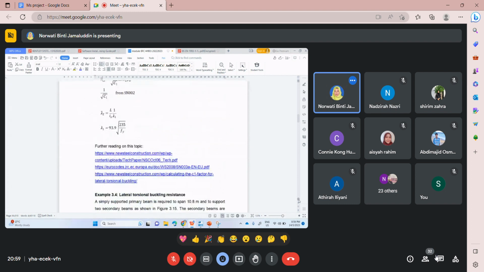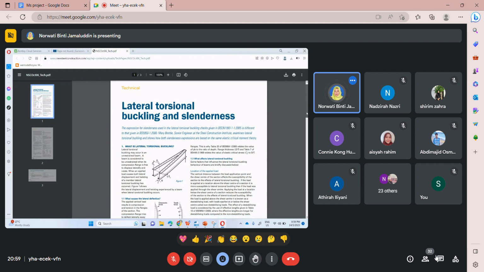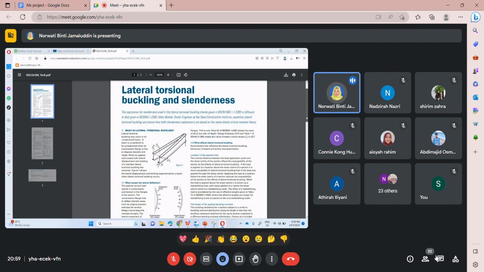Okay, and also I provide you with the link. You can refer to this link to see. This is the explanation for lateral torsional buckling.